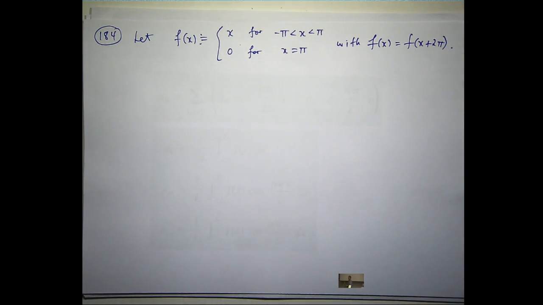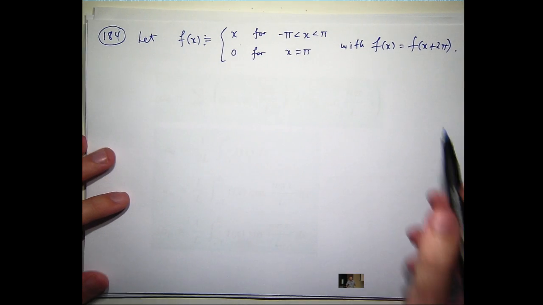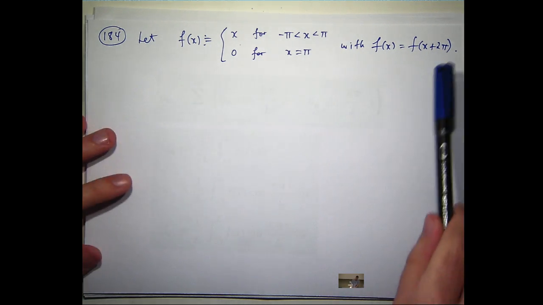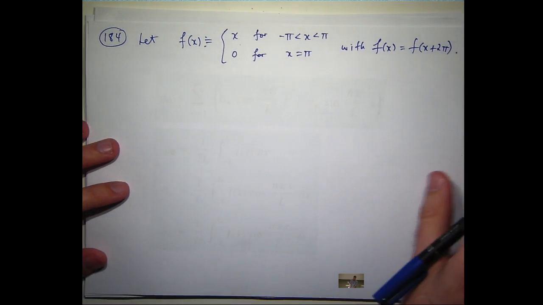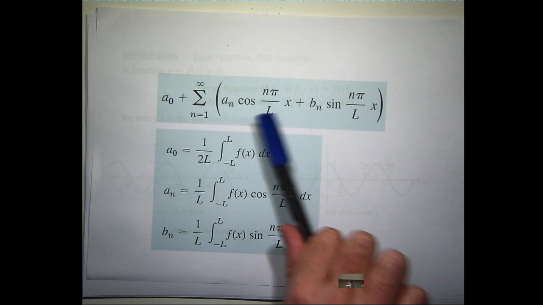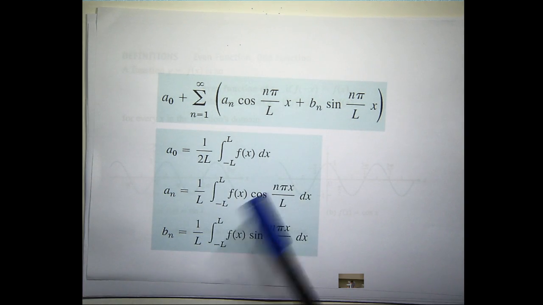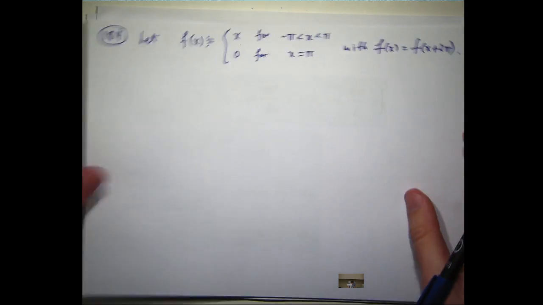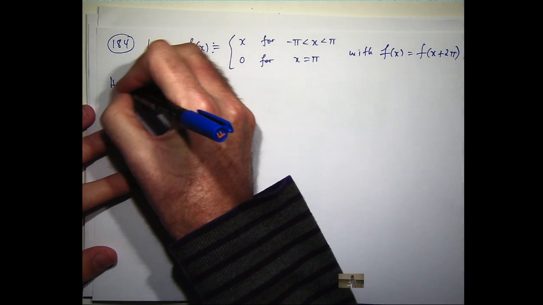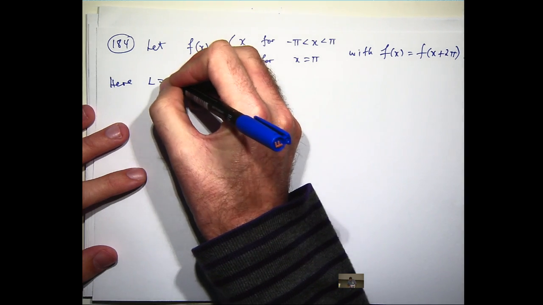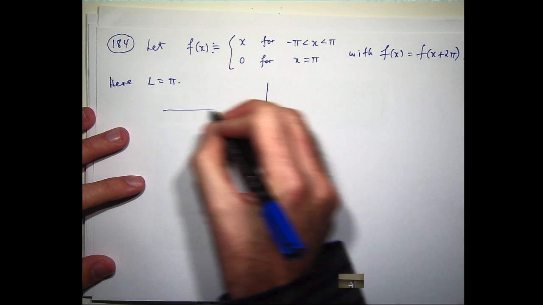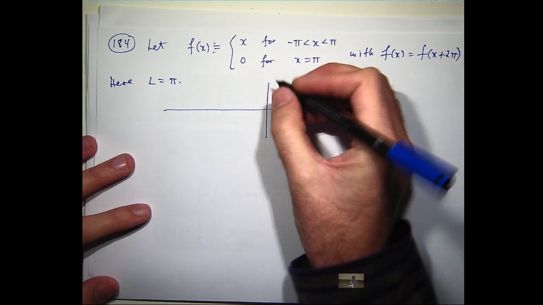So I'm going to draw a sketch of this curve. Now, in first year, you would have seen how to sketch these kind of periodic functions, okay? But it's always good to remember. Now, in terms of our Fourier formulae, this big L is, remember, half the period, and we're told the period's 2 pi. So the big L here will just be pi. Okay, so let's draw the function.